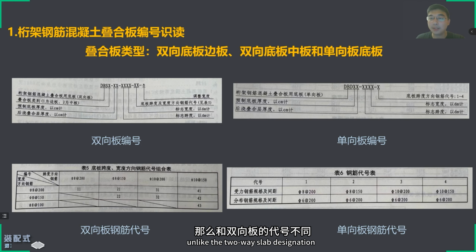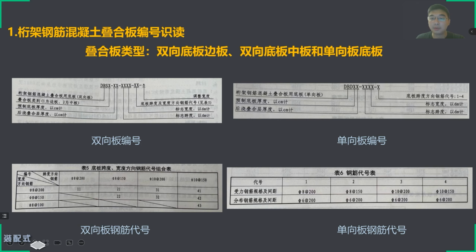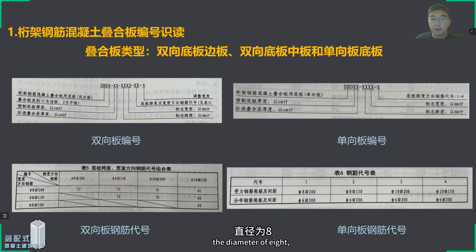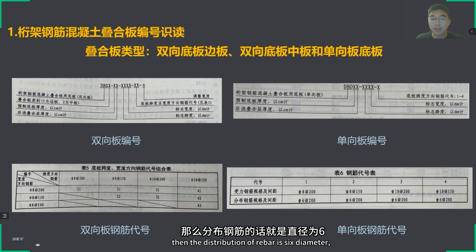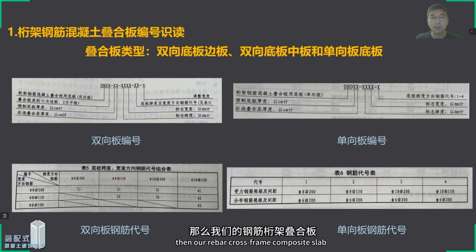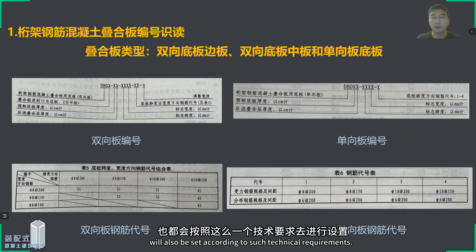Rebar code. Unlike the two-way slab designation, the one-way slab code is only a single letter from 1 to 4. For example, here 2 and 2 represent diameter 8, spacing 150. Then the distribution rebar is diameter 6, spacing 200. That is the way our cross-frame composite slab is coded. All of our drawing numbers in the project will also be set according to such technical requirements.